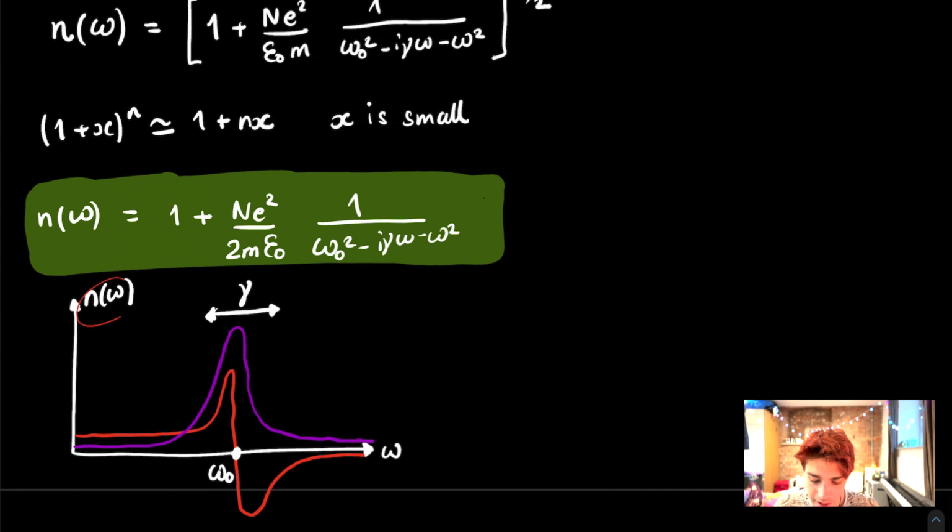So gamma is related to what the width is, and omega naught is related to what position along this frequency spectrum this peak, or resonance, I should say, occurs at. So that is our function for a refractive index as a function of frequency for a dilute medium.